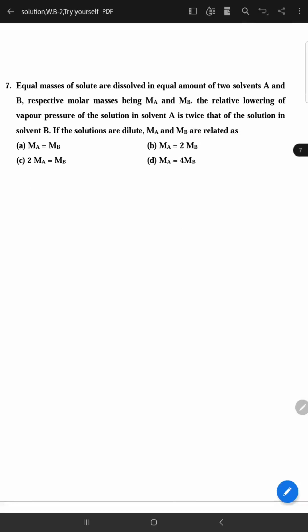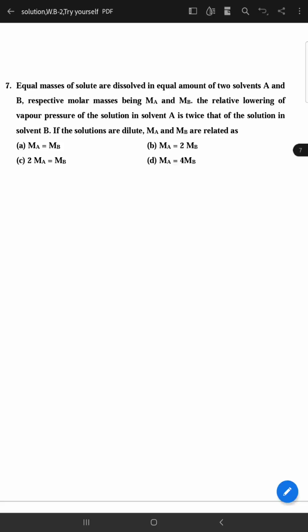Next, question number 7. Equal masses of solute are dissolved in equal amounts of two solvents A and B. The respective molar masses are given as Ma and Mb, and the relative lowering of vapor pressure of A is twice that of B. Then how are Ma and Mb related? That is the 7th question.